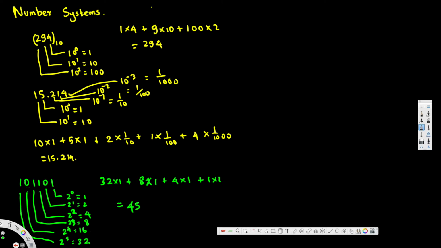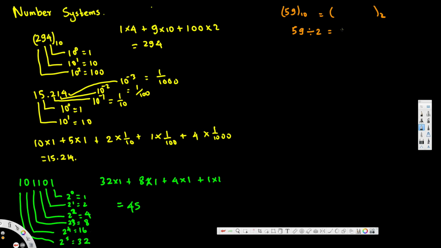Now let's see how to convert a decimal number to binary. Let's look at an example. Let's say we have the decimal number 59, base 10. To convert this into binary, base 2, we have to divide it by 2 until we get 0. So 59 divided by 2, what will we get?